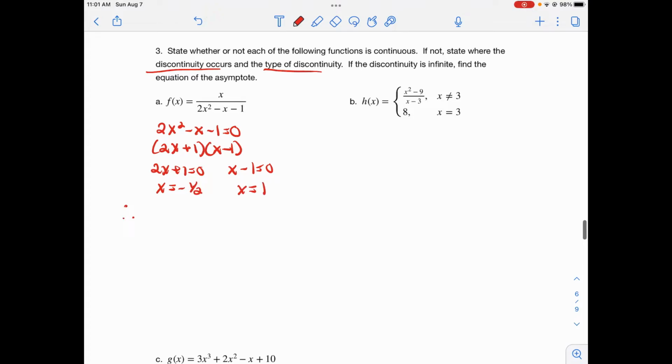So we have infinite, that vertical asymptote says infinite discontinuity, so we have infinite discontinuity at x equals negative 1/2 and at x equals 1. And we have vertical asymptotes at x equals negative 1/2 and x equals 1.